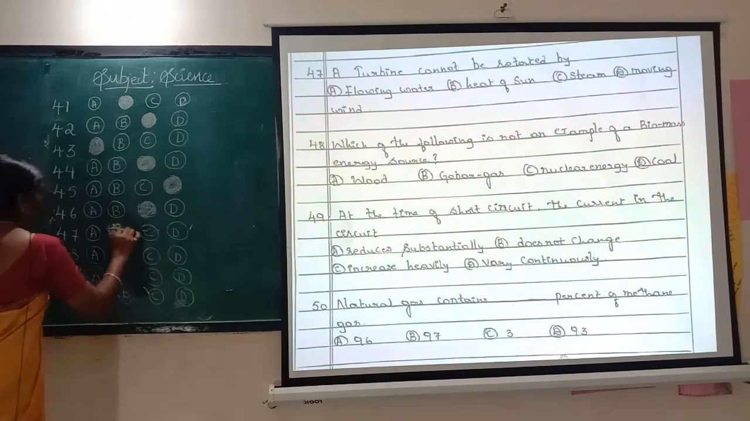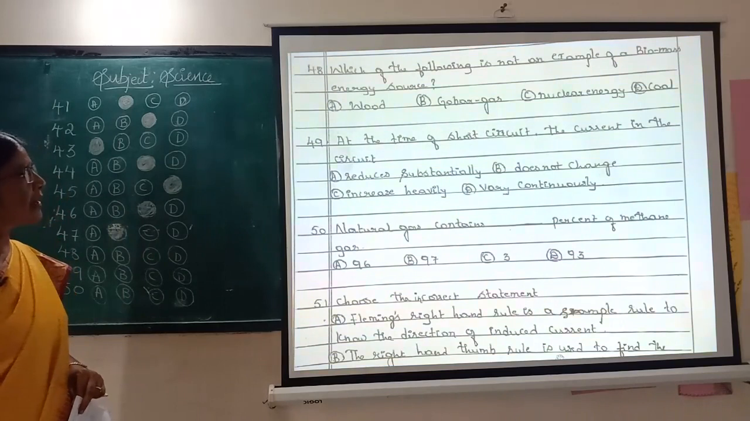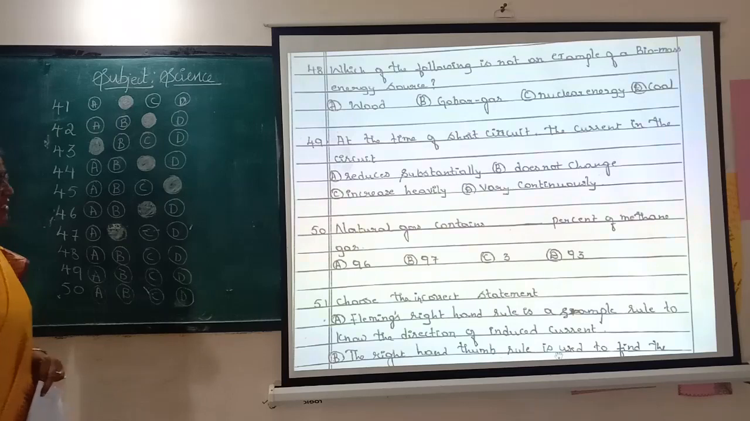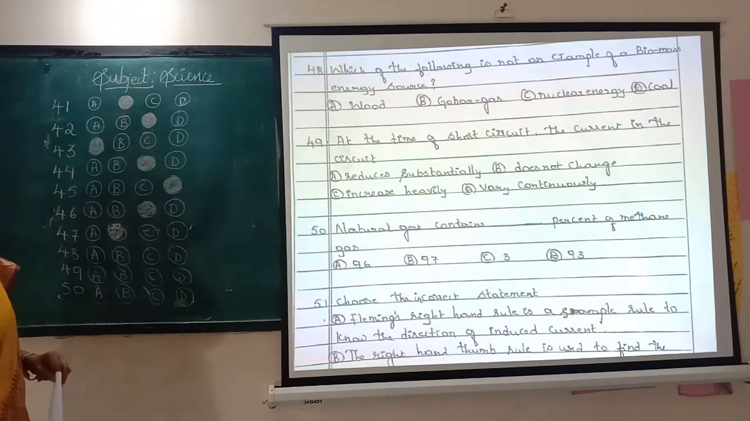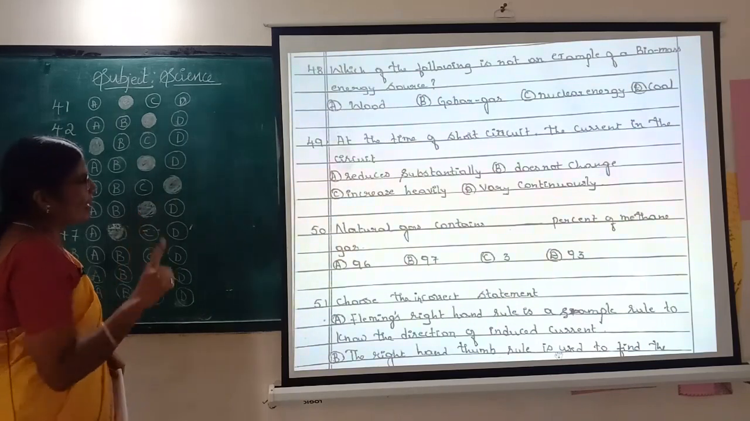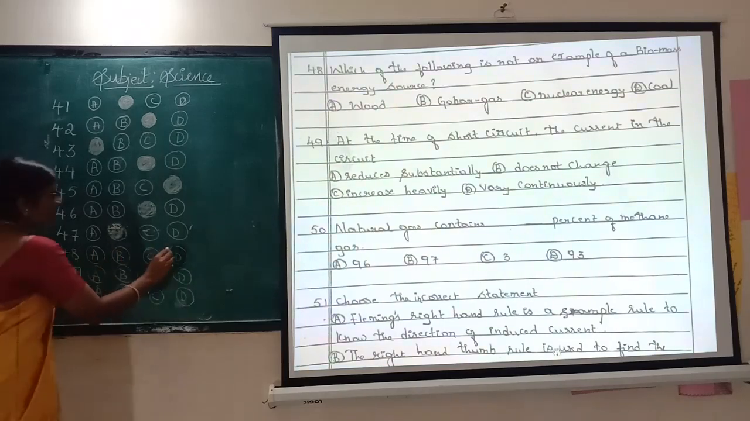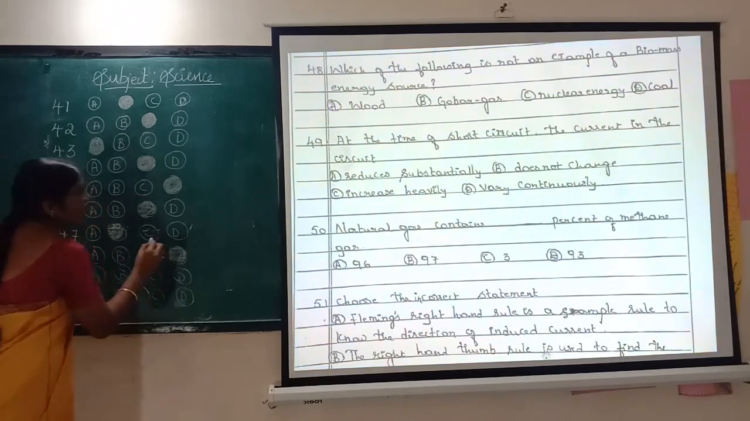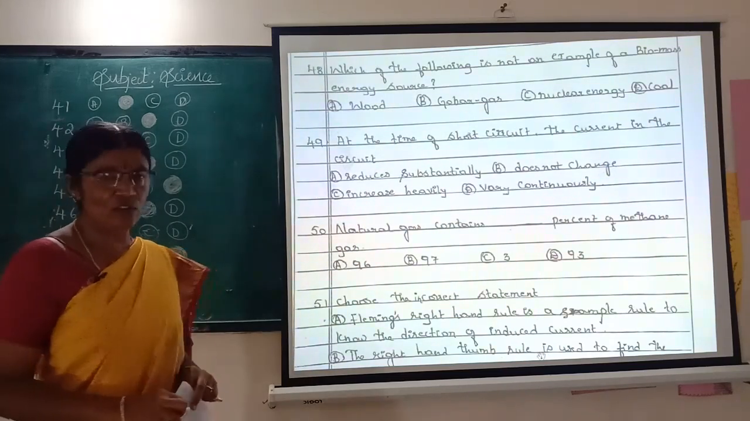Okay. Now we will move to the 48th question, children. Which of the following is not an example of a biomass energy source? For 48, D is the right answer, children. So in the OMR sheet I am filling D. Why? Because coal is a fossil fuel. It doesn't come under biomass energy. Got it, children? Coal is a fossil fuel.